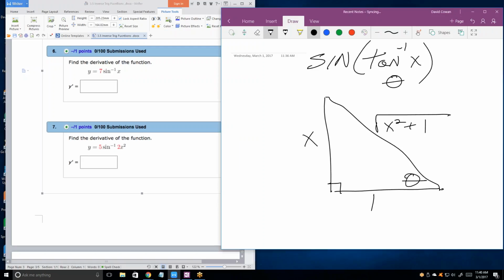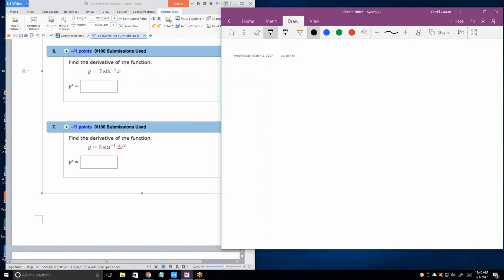All right. But on to the derivatives of inverse trig functions. First of all, memorizing these inverse trig functions. Let's start with the easiest one. The inverse tangent of x. If that's y, what's y prime? Is it 1 over 1 plus x squared?